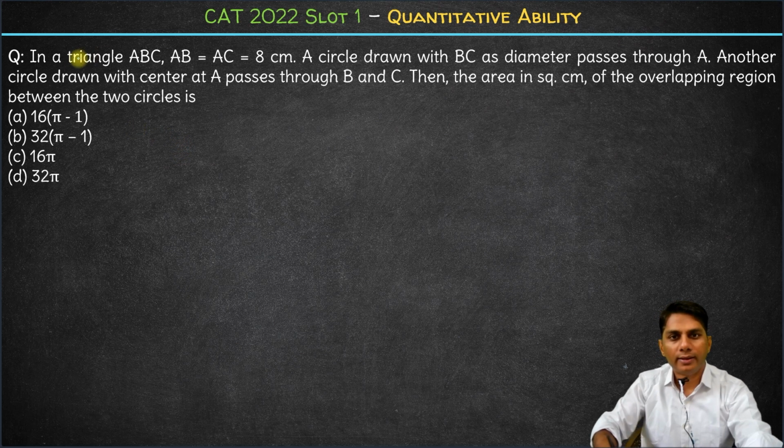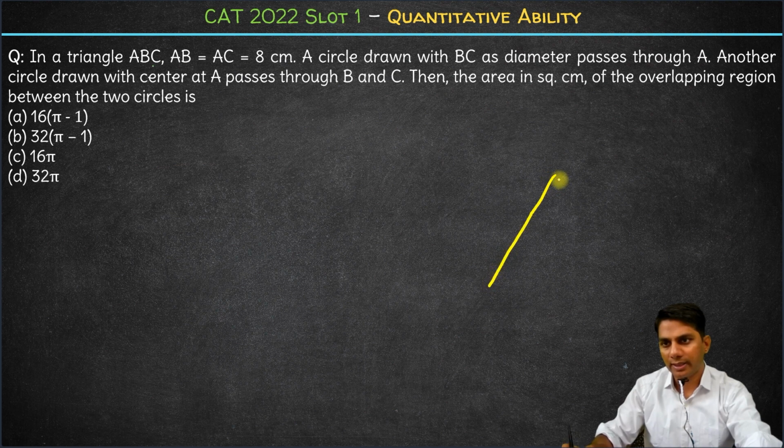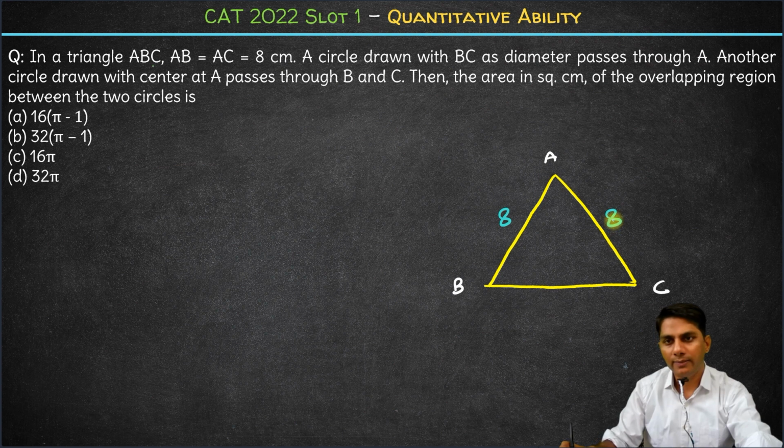Hi, in this question we are given a triangle ABC, AB is equal to AC, which is 8 centimeter. So this is basically an isosceles triangle, right? So let's draw a triangle. AB is equal to AC. A, B, C. AB is 8, AC is also 8. Okay, we don't know what is the length of BC. We'll figure that out later.